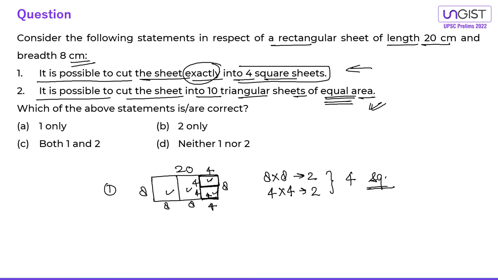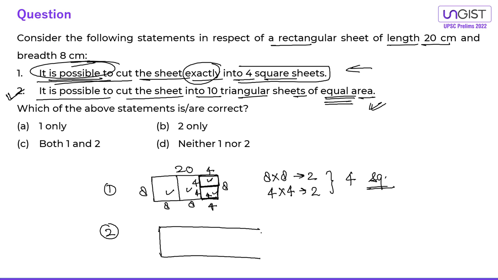So they are saying it is possible. Statement number 1 says it is possible. So yes, it is possible to cut the sheet exactly into 4 square sheets. Here they are not saying about the equal area. Now statement number 2. Statement number 2 says it is possible to cut the sheet into 10 triangular sheets of equal area.